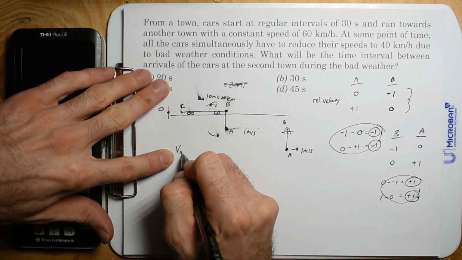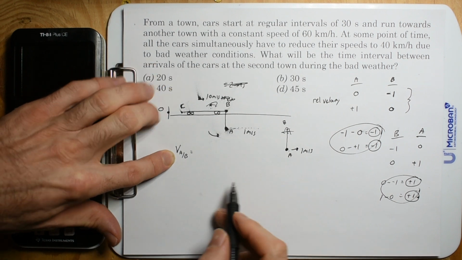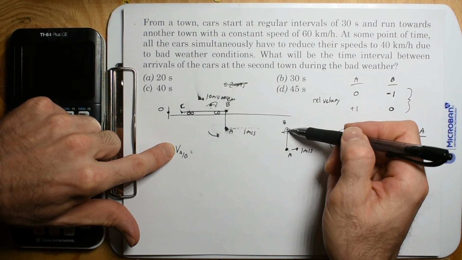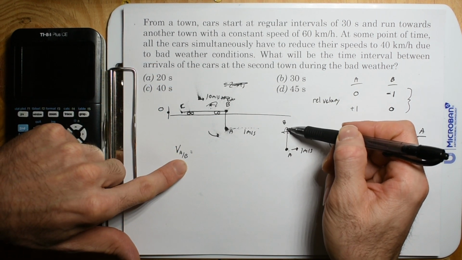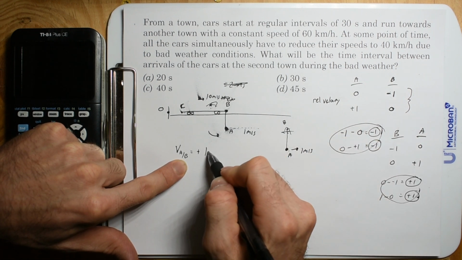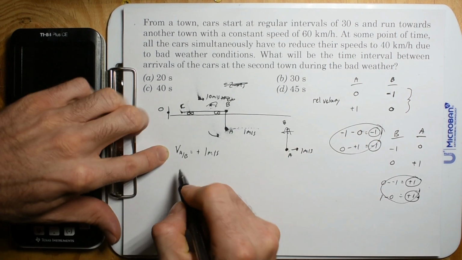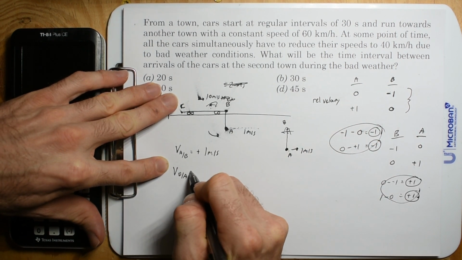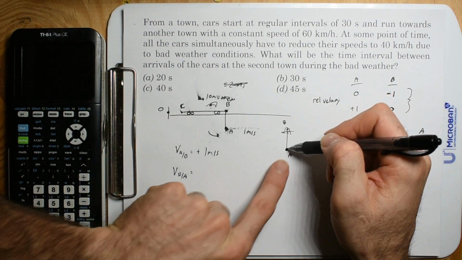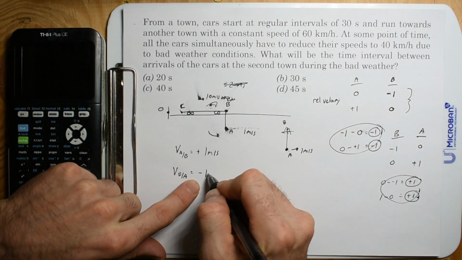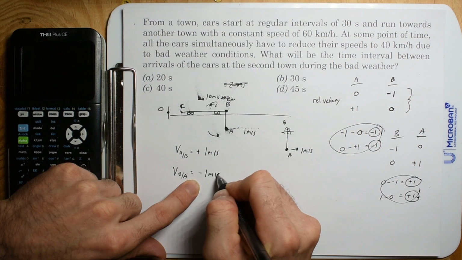We have velocity of A as seen from B. So I'm going to be at B, stationary, and I'm going to see that we're going plus 1 meters per second. Velocity of B as seen from A. So if I'm at A, it looks like B is traveling the other way, meters per second.